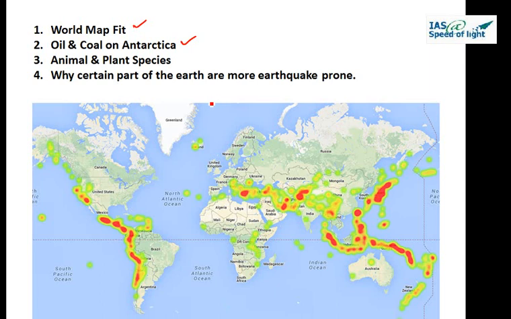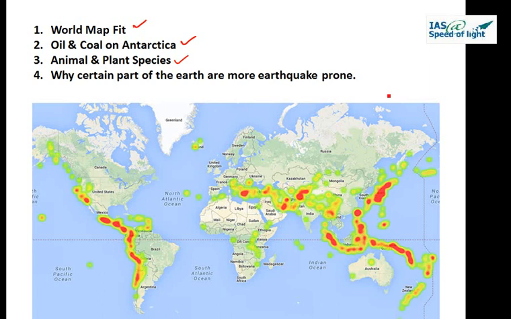Then we can also discuss the distribution of animals and plant species across the different continents, which are now separated by oceans. Some species of plants and animals are confined to a particular region only, but now we have found the fossils of those plants and animal species in different continents which are separated by oceans altogether. So this also suggests that there was a time when all these land masses were together, and these plants and animal species were there all around.